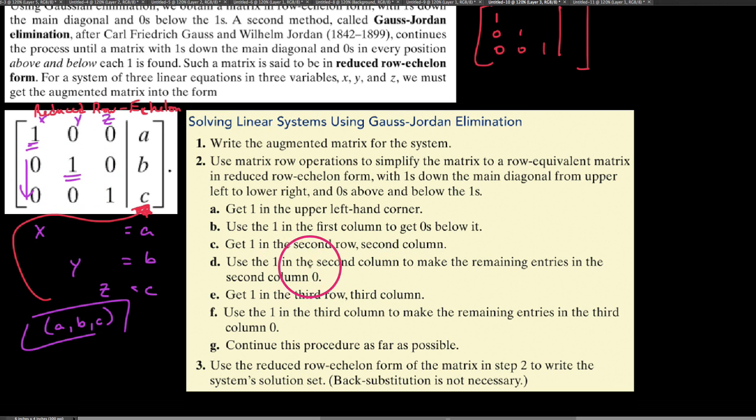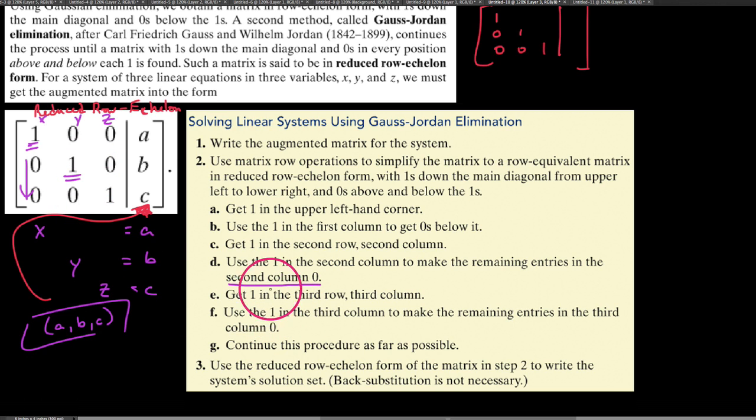But then it says use the 1 in the second column to make the remaining entries in the entire second column 0. So the difference between Gaussian and Gauss-Jordan is it would have said here use the 1 in the second column to make the entries below it in that column 0, whereas Gauss-Jordan says make all entries above and below it equal to 0.